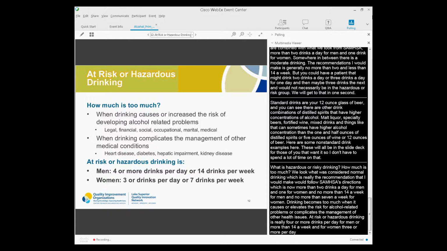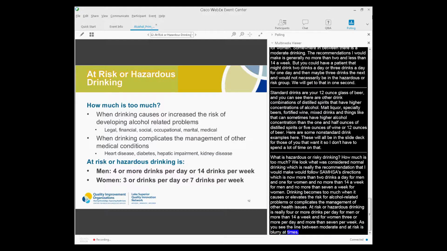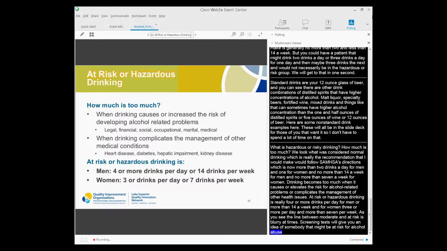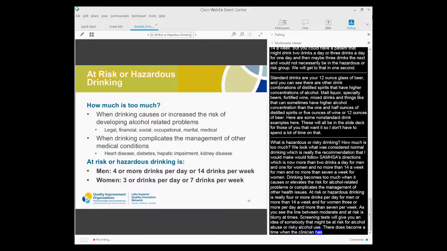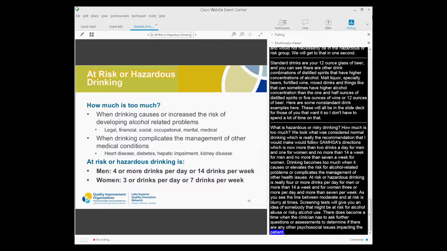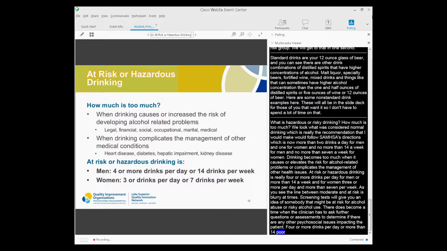Sometimes screening tests are going to give you an idea of somebody that might be at risk for alcohol abuse or risky alcohol use. So there does become a time when the clinician will have to do some further questions or further assessment to really determine if there are any other psychosocial issues that are impacting the patient. So 4 or more drinks per day, or more than 14 per week, and more than 3 drinks a day for women, more than 7 per week is considered at risk or hazardous.